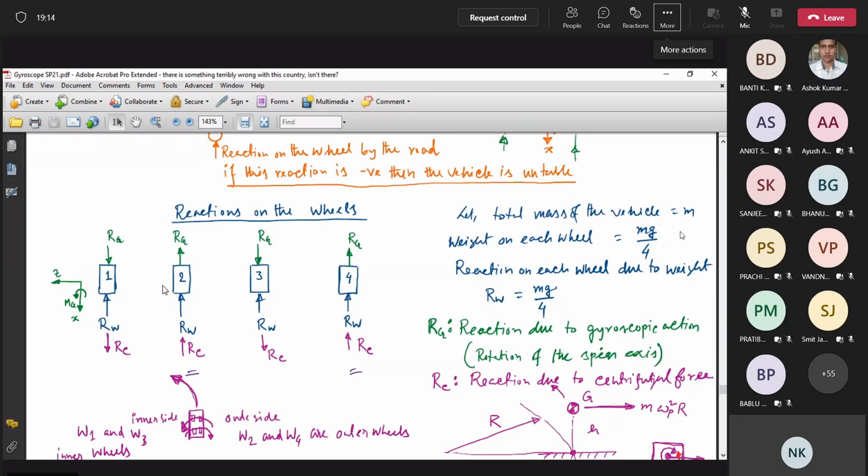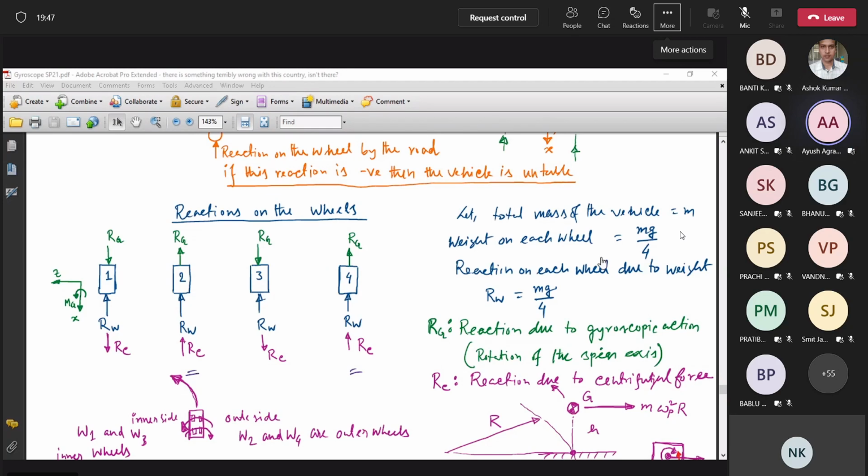Yes, sir. So 1 and 2 are the front wheels. So for the set of front wheels, this RG is acting. Similarly in 3 and 4, because we have taken all the wheels to be of the same weight and same speed. Because the radius is the same, the set of reactions in the rear wheels is also the same.